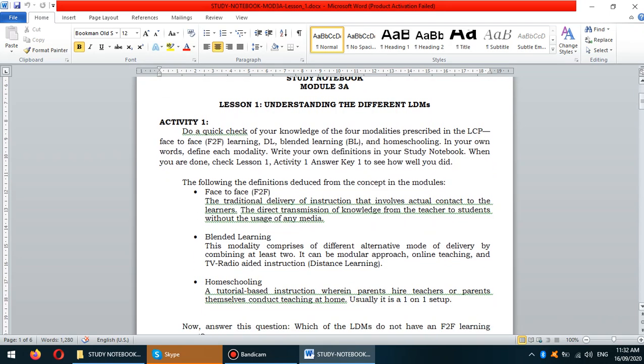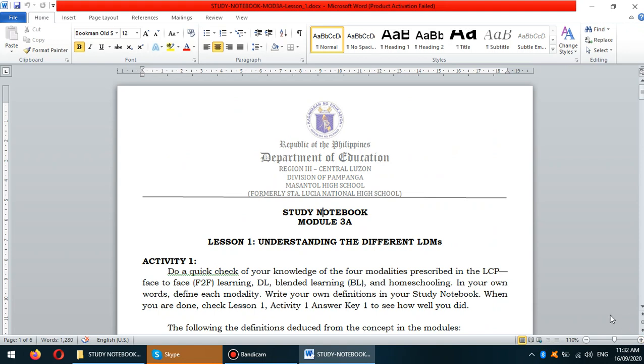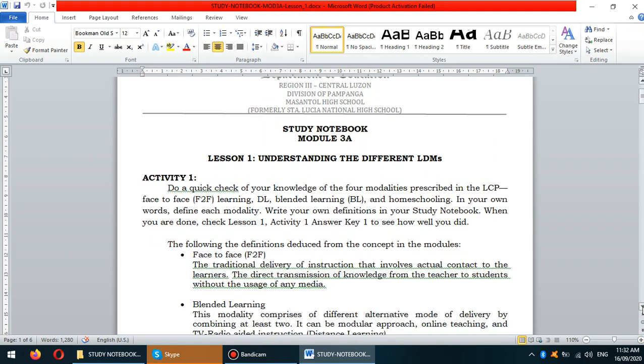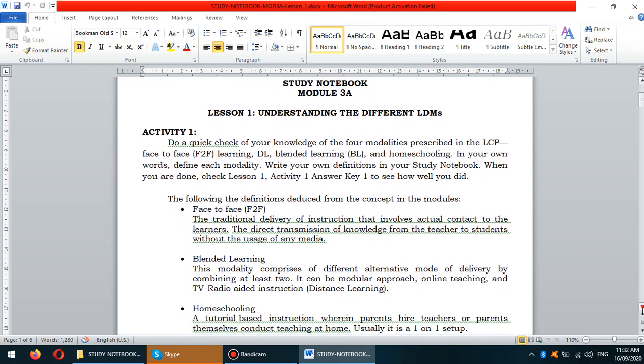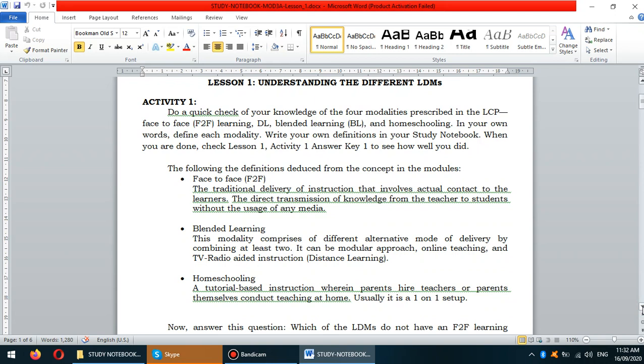Now, for your activity 1, do a quick check of your knowledge of the 4 modalities prescribed in the LCP or the Learning Continuity Plan. Is it face-to-face learning, distance learning, or the blended learning or the BL, and homeschooling? In your own words, define each modality, write your own definition in your study notebook. When you are done, check Lesson 1 activity answer key 1 to see how well you did.